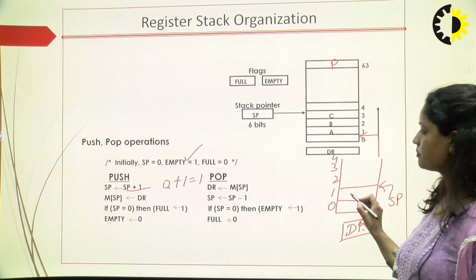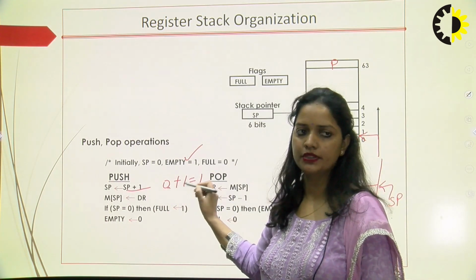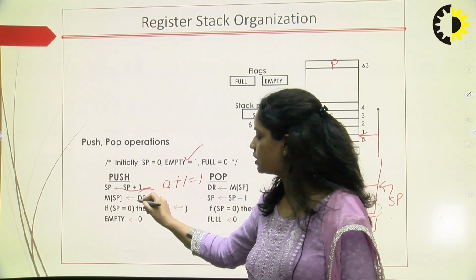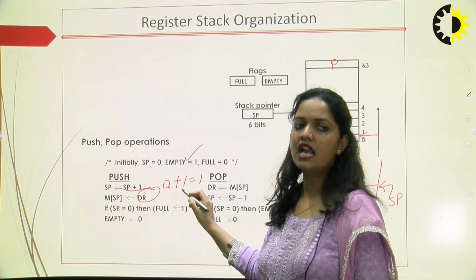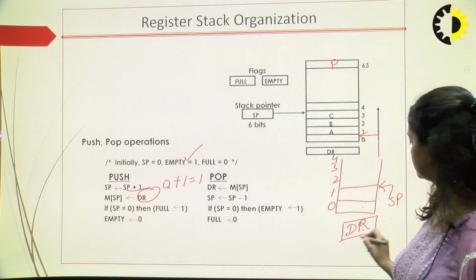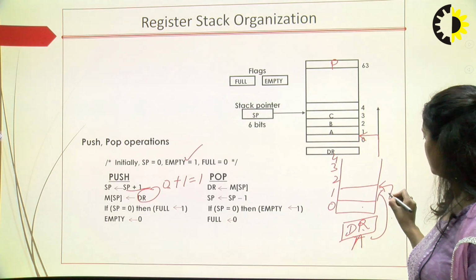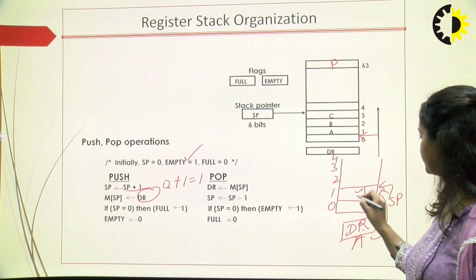It will point to location number 1, and now we can perform an insertion operation, meaning the push operation. That data is in your data register. Let us assume that the data register contains operand A, and this A is now transferred to location number 1. This is your A.